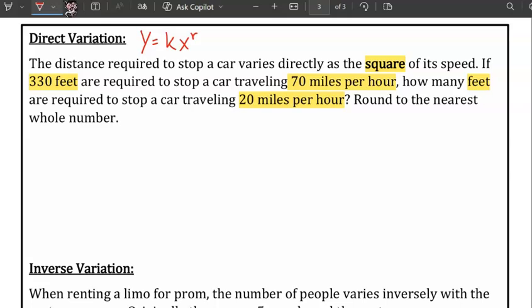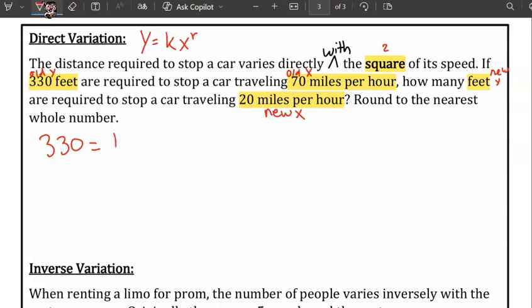In this case, r is going to equal 2 because of the square. It says 330 feet, that's going to be the old y. And the car's traveling at 70 miles an hour, that's going to be the old x. And it wants to know how many feet, so that's the new y, are required to stop a car traveling at 20 miles an hour. That's going to be the new x. Let's set this up.